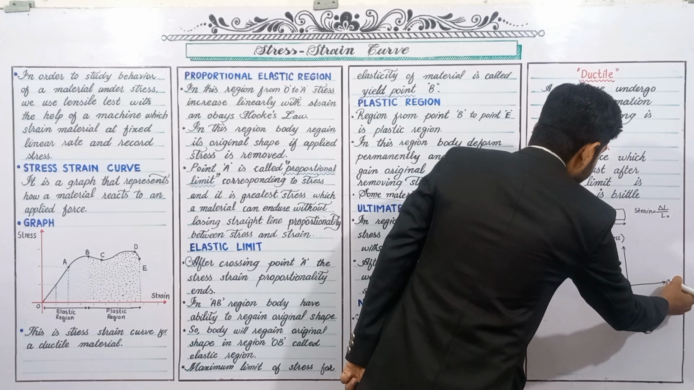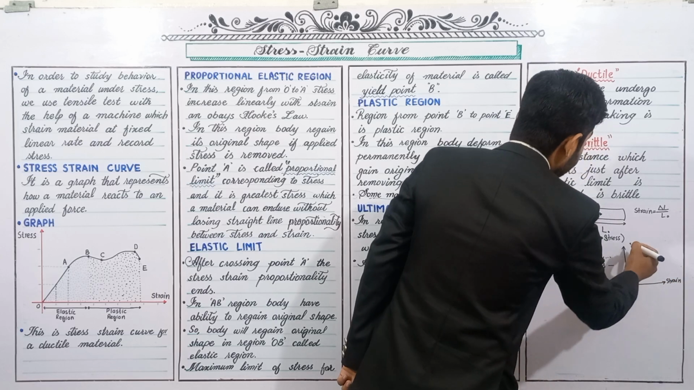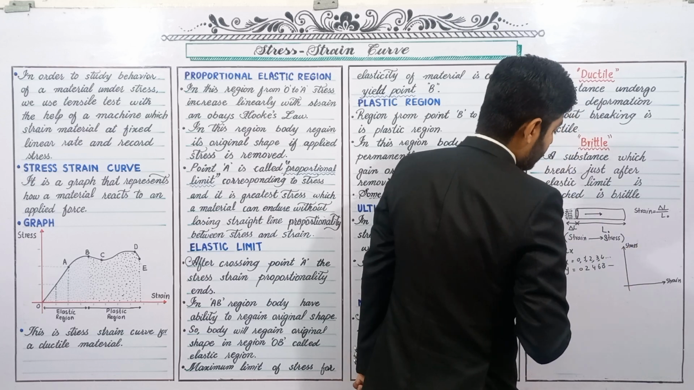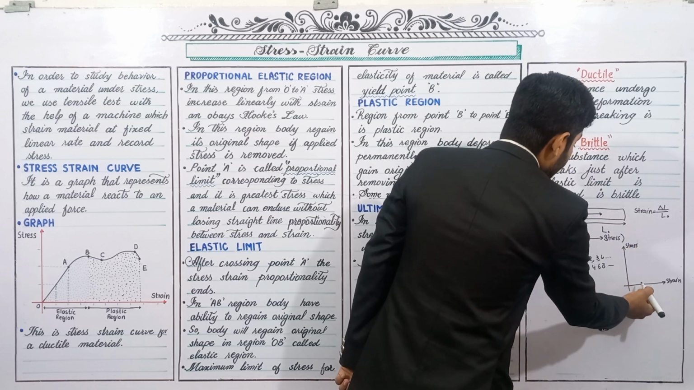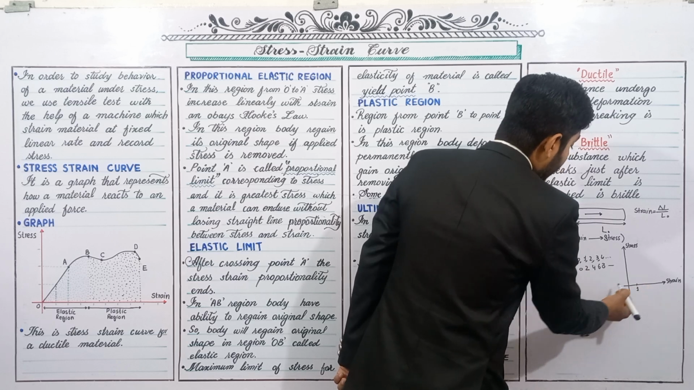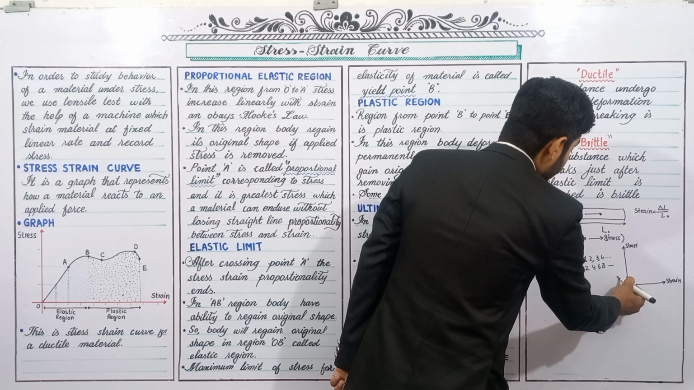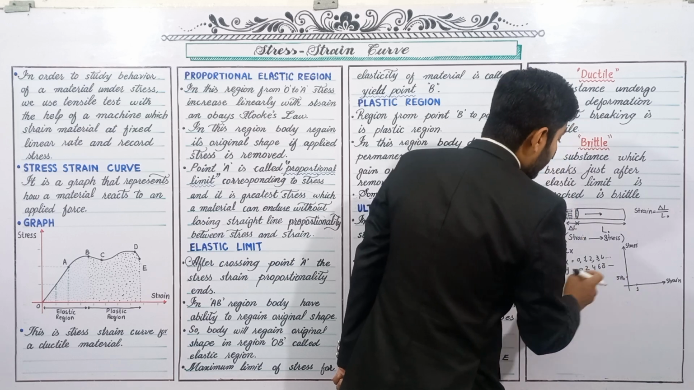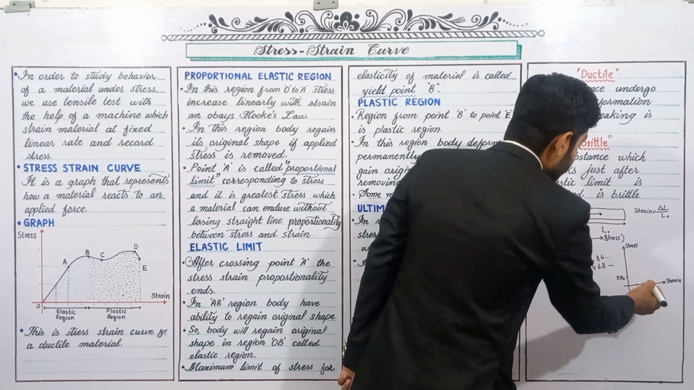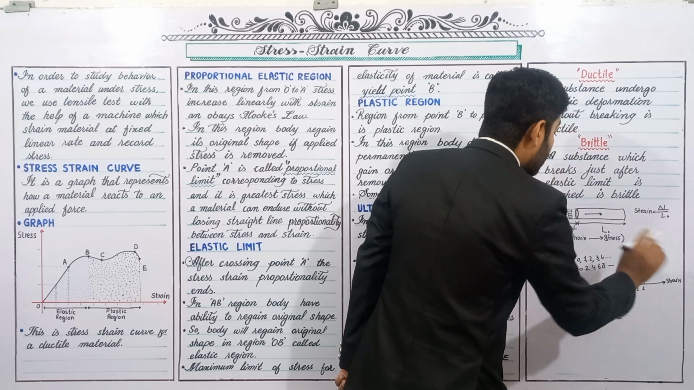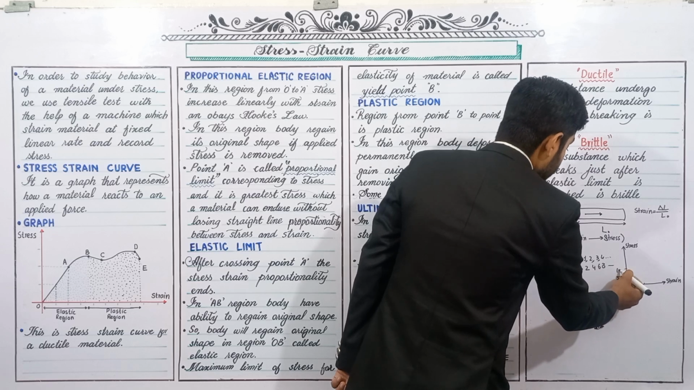We have taken the strain along the x-axis and stress along the y-axis. Okay, let's suppose we have applied a strain of 1 unit and there is a stress of 5 Pascal. Now if we double the strain, it is 2 units, and the stress is also doubled, 10 Pascal.